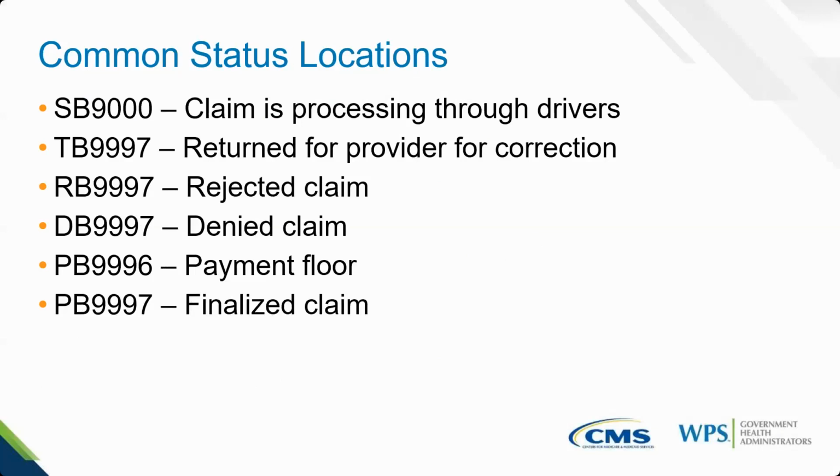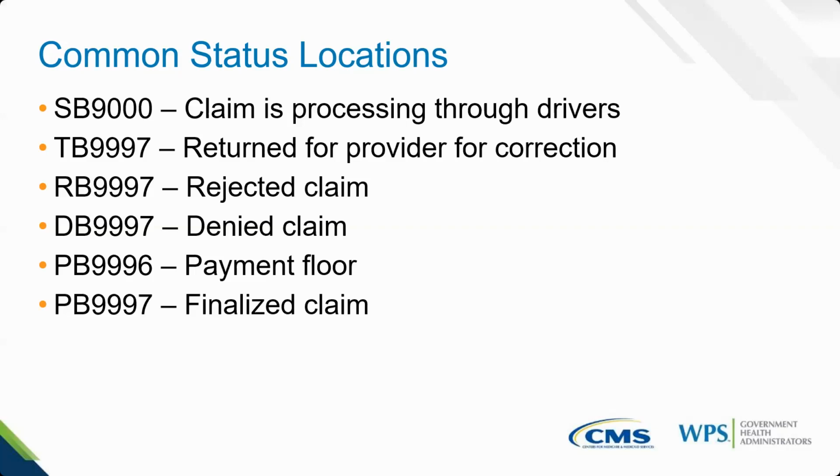TB 9997 is a return to provider location. This means that a correction needs to be made, but it is not something that can be handled by internal staff. So we are sending it back to you to make the correction. I had talked earlier about the location 996 means it's on its way but hasn't made it. So if you see a claim that is in TB 9996, that means it is coming back to you to make a correction, but you're not going to be able to access that claim and make changes until it's actually in TB 9997.